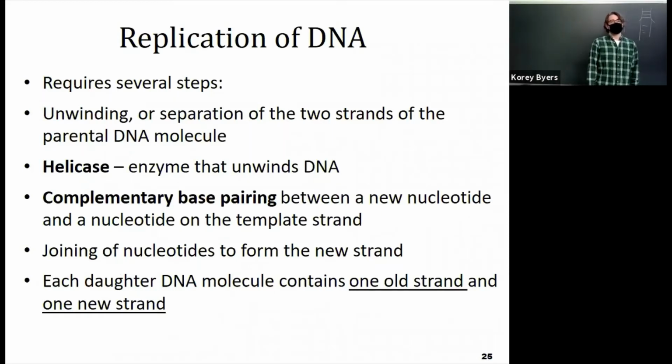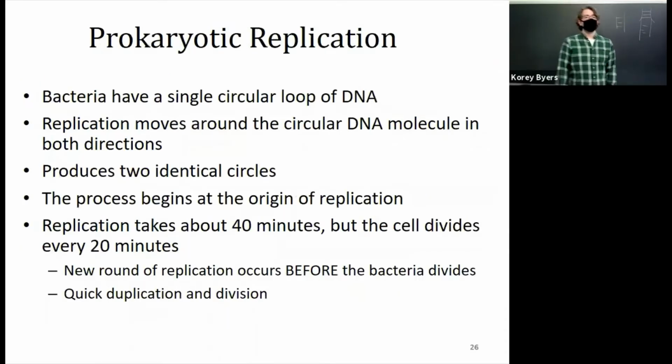That's part of why it's semi-conservative. Each daughter strand contains one old strand and one new strand. We'll first talk about prokaryote DNA replication and then talk about us eukaryotes. Prokaryotes is pretty simple. They have a circular chromosome.